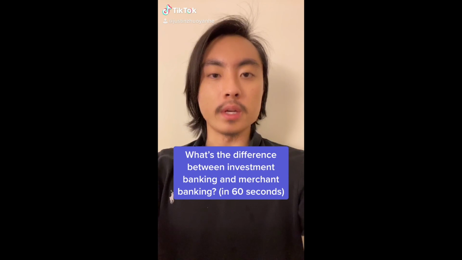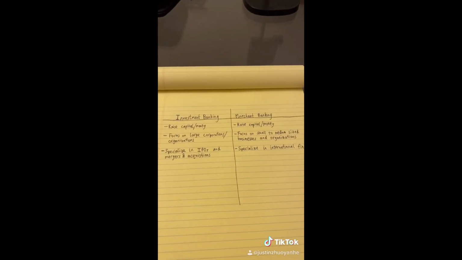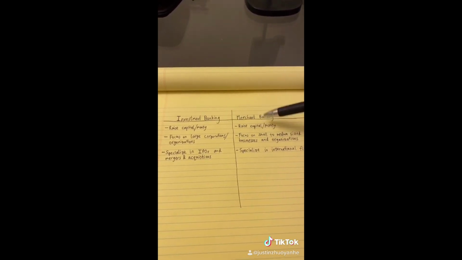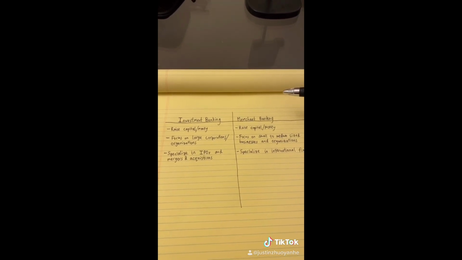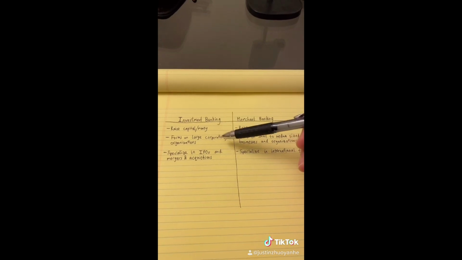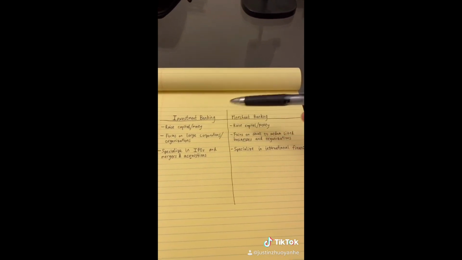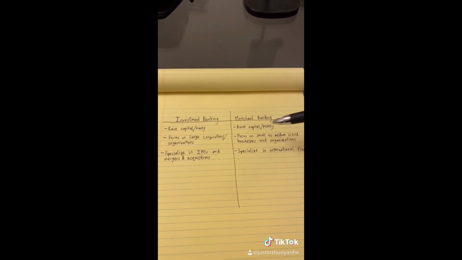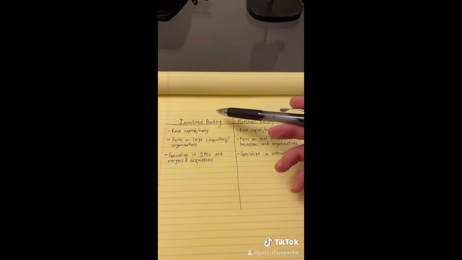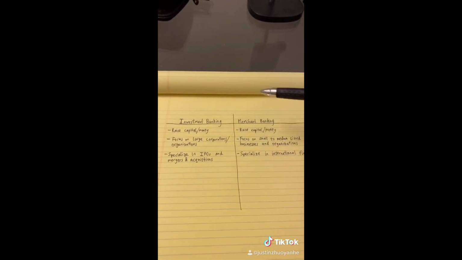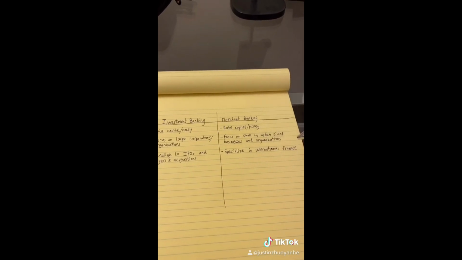What's the difference between investment banking and merchant banking in 60 seconds? Both investment banking and merchant banking involve the raising of capital or money for businesses and organizations. In terms of the differences, investment banking focuses on large corporations and organizations, while merchant banking focuses on small to medium sized businesses and organizations. Also, investment banking specializes in IPOs and mergers and acquisitions, while merchant banking specializes in international finance.